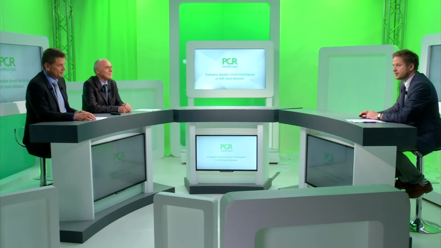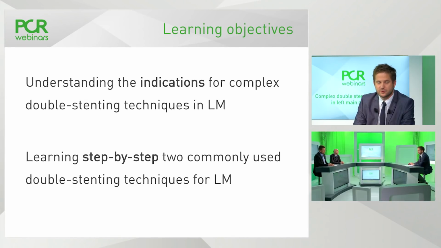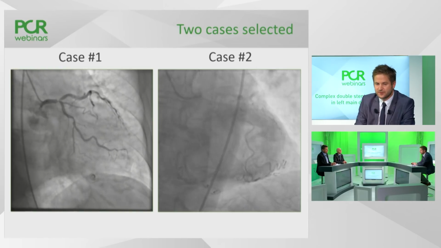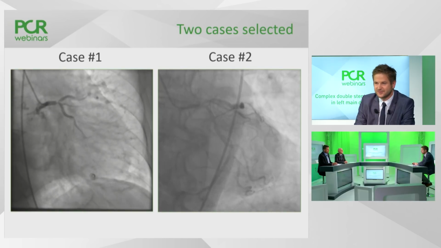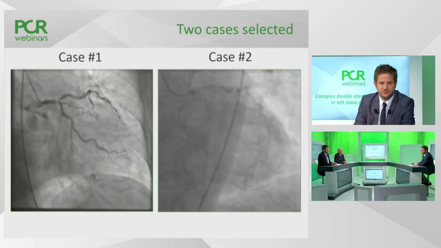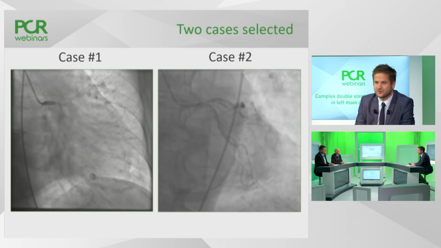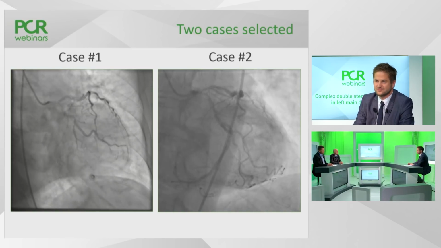As mentioned, the objectives for today are first of all to understand the indications of complex left main PCI, but also to discuss stepwise how to perform two-stent strategies in left main disease. And as said, we will do this by reviewing two cases which Marko was facing during the last couple of months. So I let you digest these two angiograms a bit, and in the meanwhile, I already asked Chris, what are the first things that come to your mind when you look at these angios?